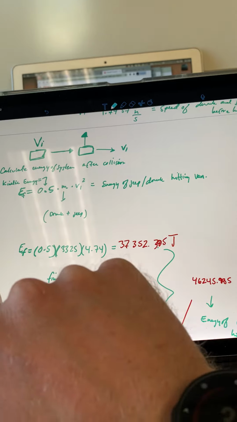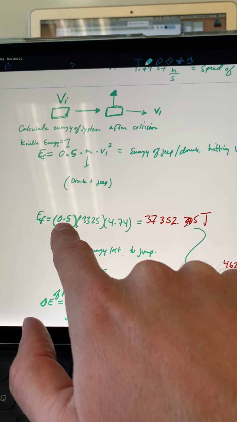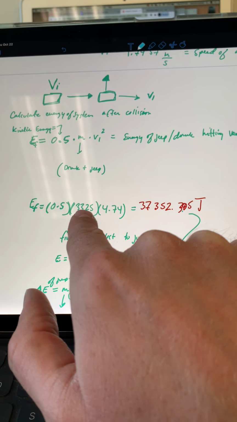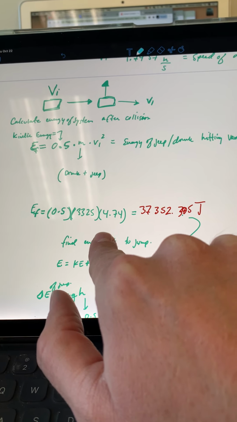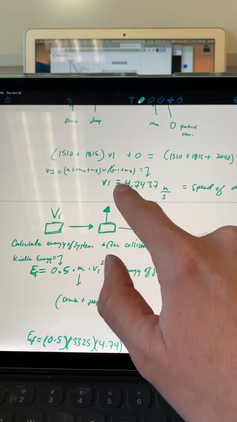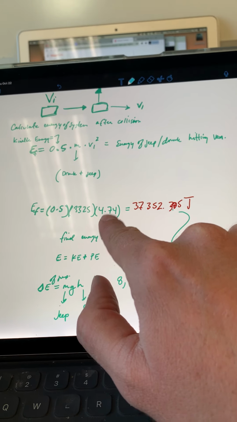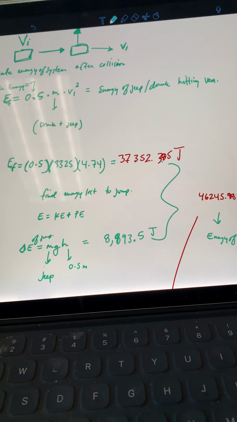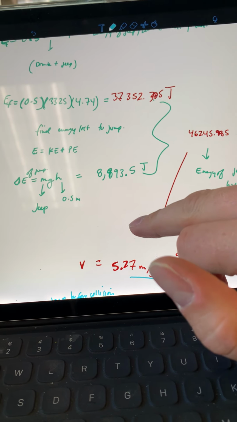So energy final is going to be equal to 1/2 the mass of the drunk and the Jeep combined, which is this, times their V1, which we calculated up here, which is 4.74 meters per second. You end up with 37,352.385 joules. Okay, that's the energy final of that system.